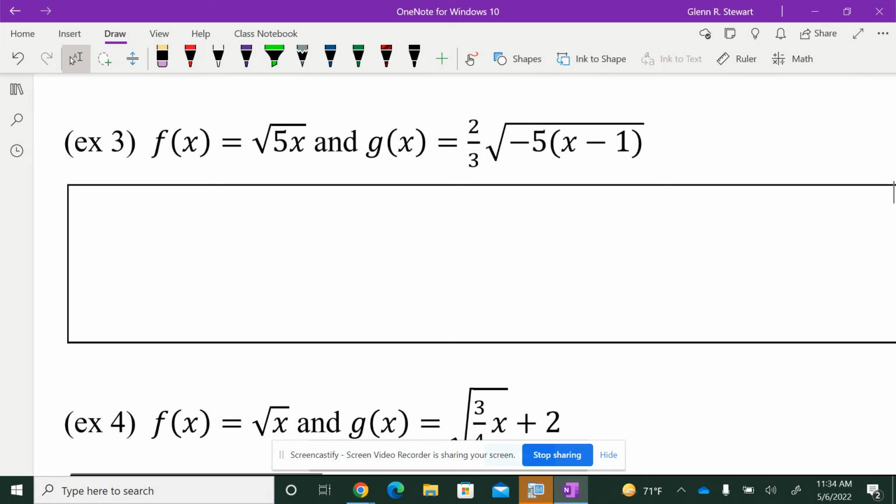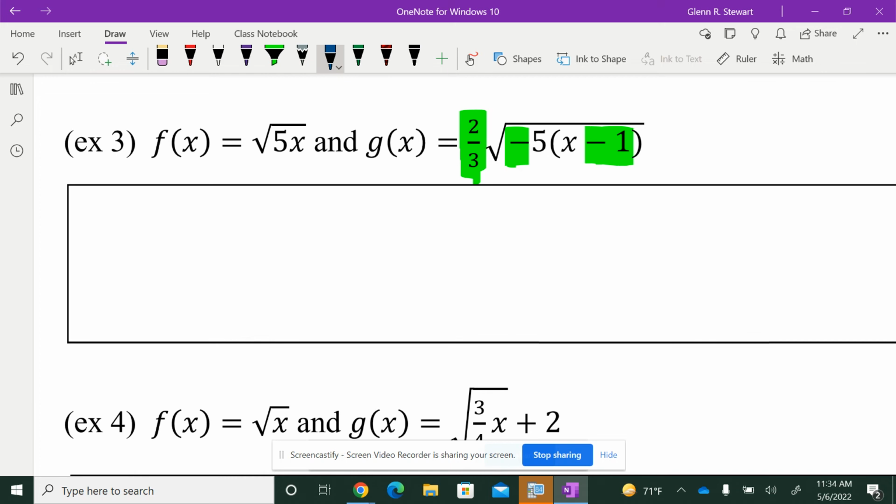All right, I'm looking kind of like the old Highlights books, where what's the difference? I'm looking for what's different. So if you look at example number 3, the square root of 5x now turns into 2/3 the square root of negative 5 times x minus 1. I would like you to help me describe the transformations that are new. The 2/3, the negative, and the negative 1.